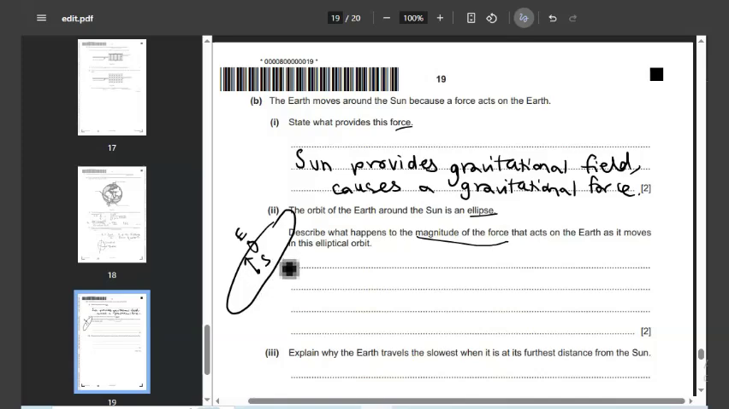So check this out. When the Earth is closer to the Sun, the gravitational force will obviously increase, and when the Earth is further from the Sun, like this, the gravitational force will decrease. So basically the magnitude of the force will be variable. So we can write the force will be variable. It will increase when the Earth is closer to the Sun and decrease when the Earth is further apart.